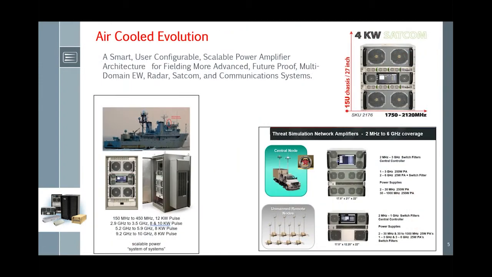So here are some examples of air-cooled systems that are already replacing TWTs, just to give you some context of where we're playing right now, as we evolve to even higher power systems. On the left, threat simulation systems, these are pulsed amplifiers. So there's a 12 kilowatt VHF, 12 kilowatt pulsed, 10 kilowatt pulsed in S-band, 8 kilowatt air-cooled in C-band, and 8 kilowatts in X-band. All of those are long pulse width and duty cycle.